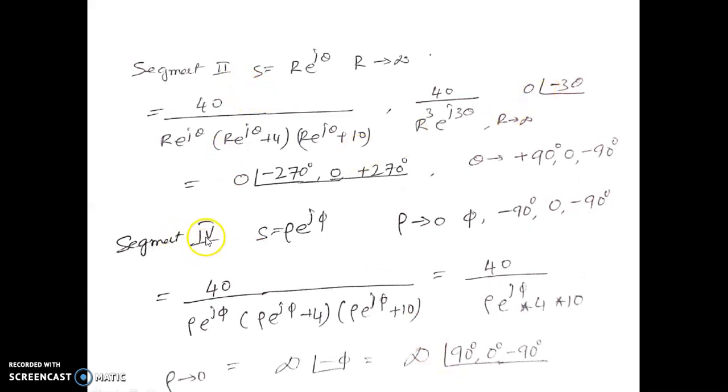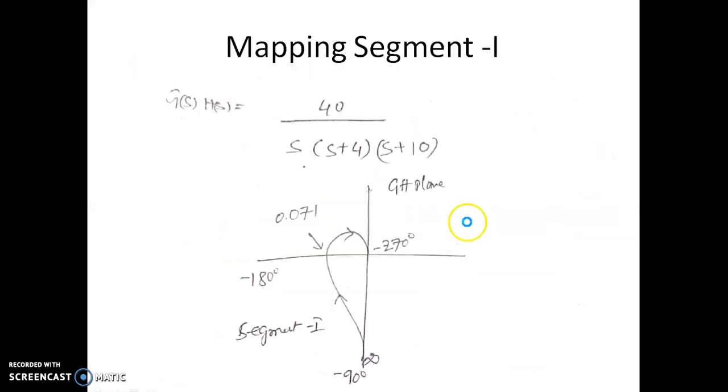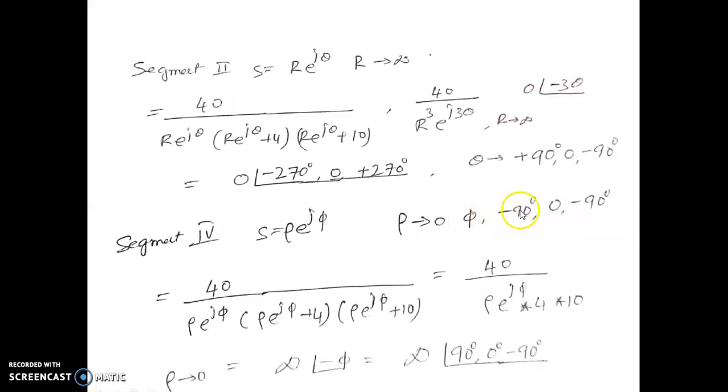The second segment is still a dot at the origin. This is the fourth segment mapping. As I said, for the fourth segment S is equal to rho e power j phi, where rho is tending to 0. Phi varies from minus 90 degree, to 0, to plus 90 degree. Pardon me for that, this is actually plus 90 degree, so let me change that. Please consider this as plus 90 degree here.